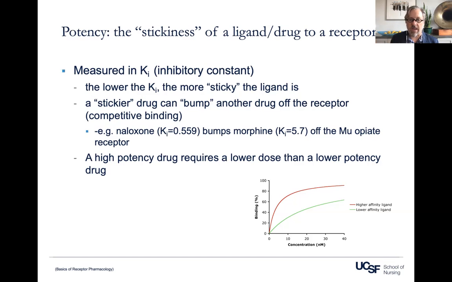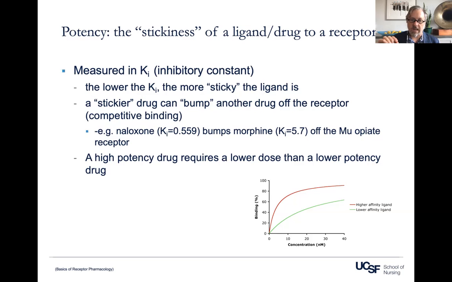And you can use this to your advantage in competitive binding. So for example, you're all familiar with naloxone or Narcan. That has a lower Ki for the mu opiate receptor than morphine. So when it comes along, it says, hey, morphine, get out of my way. I'm sitting here. Okay, and it blocks morphine from reoccupying that receptor, which is what reverses an overdose.